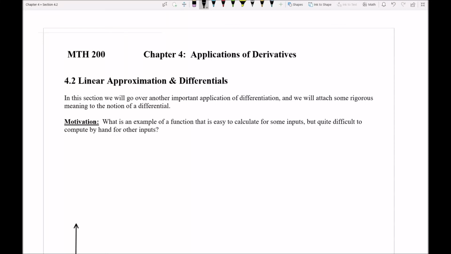In section 4.2, we're going to continue to talk about some other important applications of differentiation. Now, if you take a look here at the opening motivation, you'll see that I'm asking the question of what is an example of a function that would be easy to calculate for some inputs, but may be quite difficult to compute specifically by hand for other inputs. Okay, so you can start thinking about all the different sorts of functions that you know.